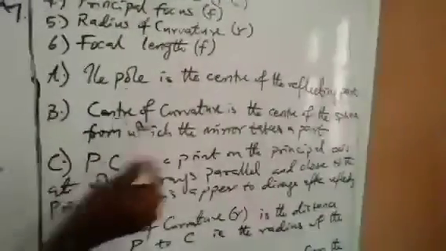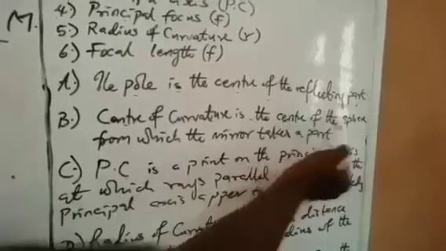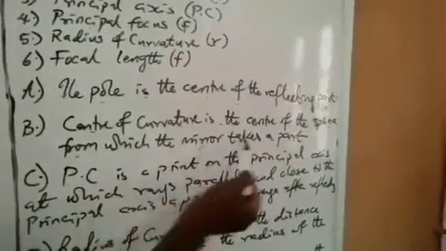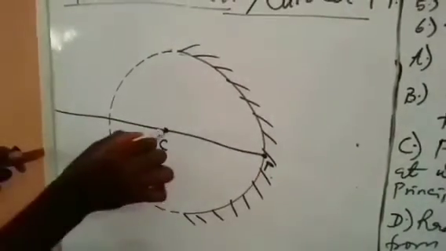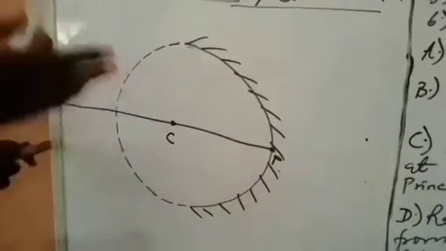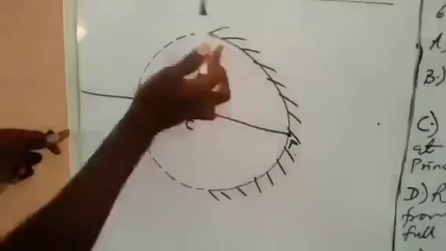Then the second one says center of curvature is the center of the sphere from which the mirror takes a part. This is the sphere. And it is from this sphere that this mirror took a part. So the center of the entire sphere is my center of curvature.